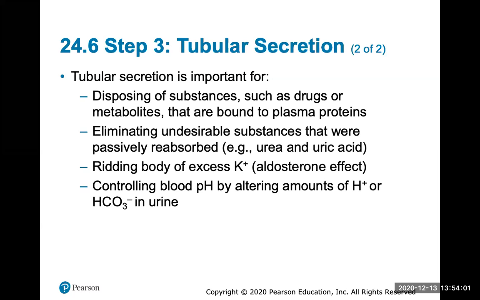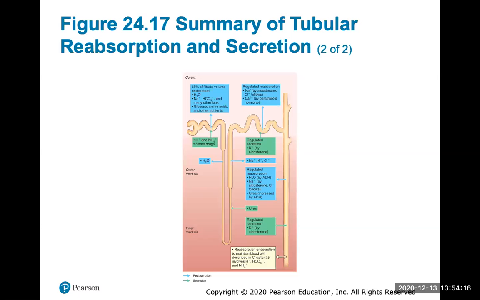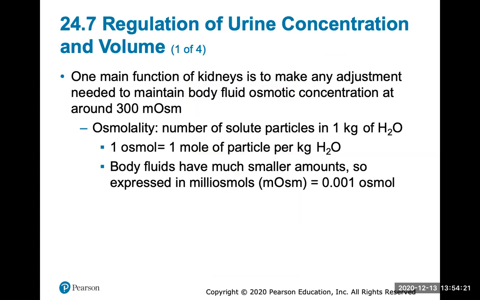It also eliminates undesirable substances that were passively reabsorbed previously, like urea and uric acid, rids the body of excess potassium, and controls blood pH by altering the amounts of hydrogen ions or bicarbonate in the urine. So again, a great summary of tubular reabsorption and secretion.